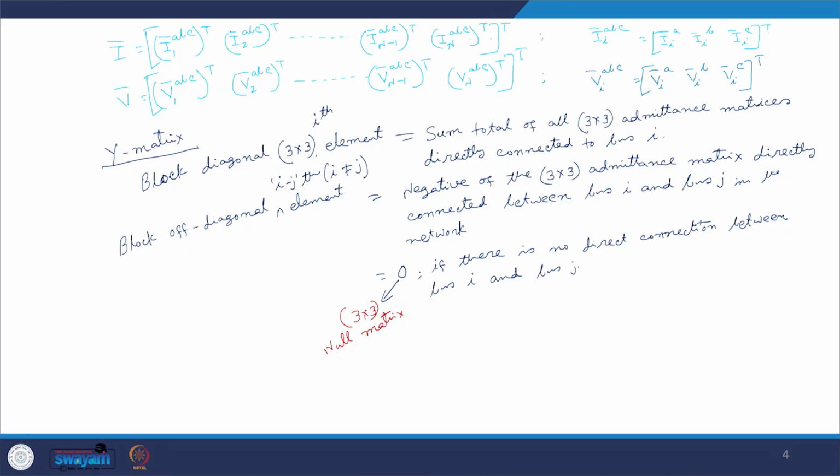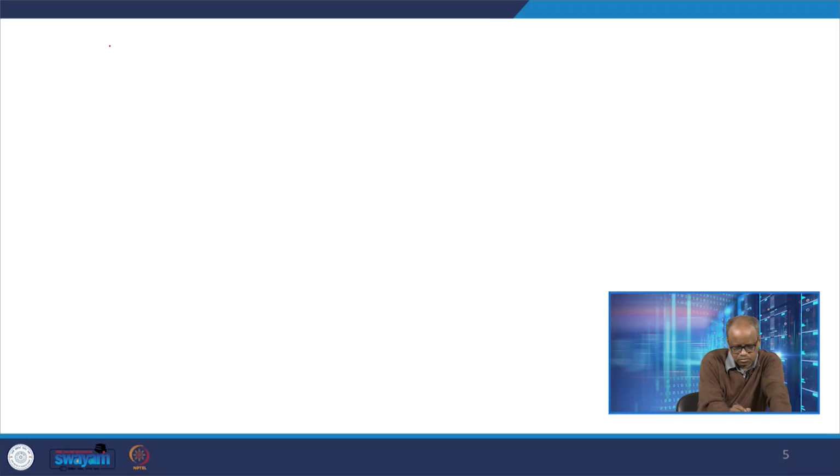Now, this is essentially the nutshell of how to model a 3-phase AC system, an unbalanced AC system, in the absence of any transformer. Now, let us see how the presence of a transformer can be taken into account.